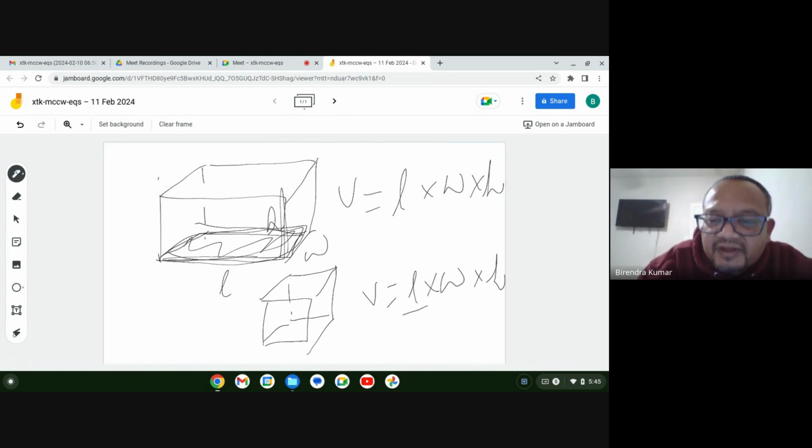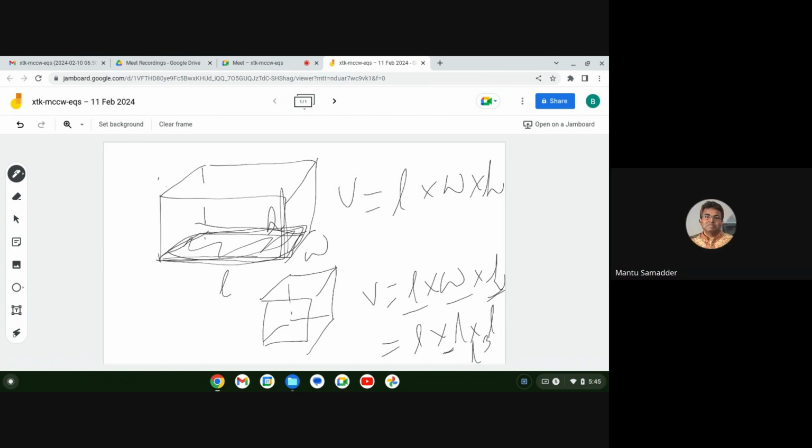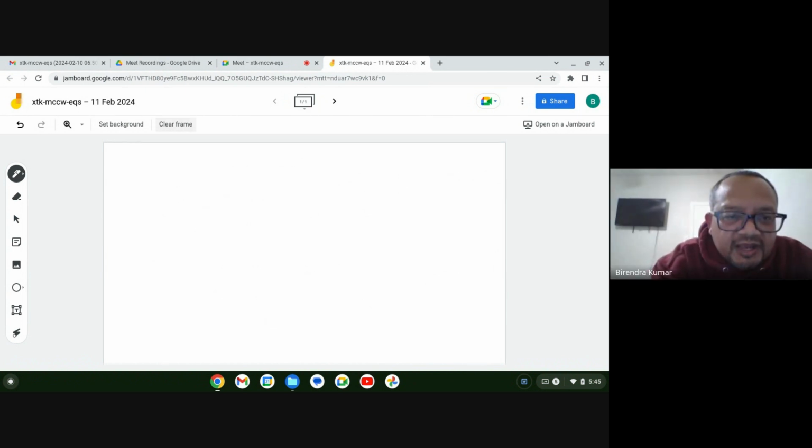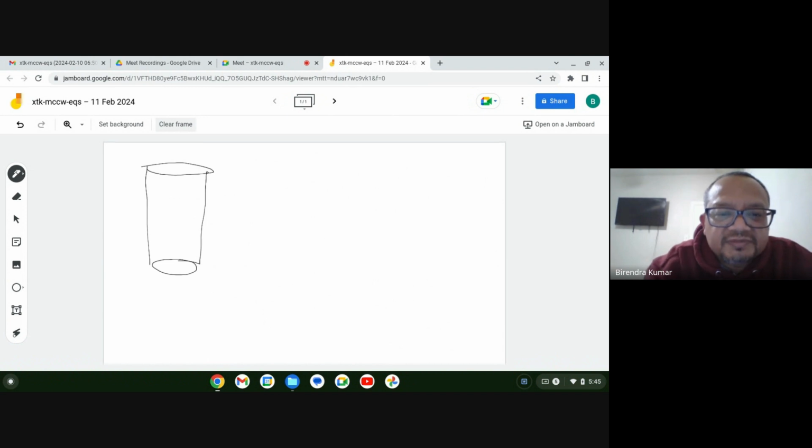Here your length, width and height all are same. So I'll say length times width is also equal to length. Height is also equal to length. So here it becomes length cube. So again, I'm doing a recap. We'll close the class here with the two takeaways, or two shapes, that we have learned.